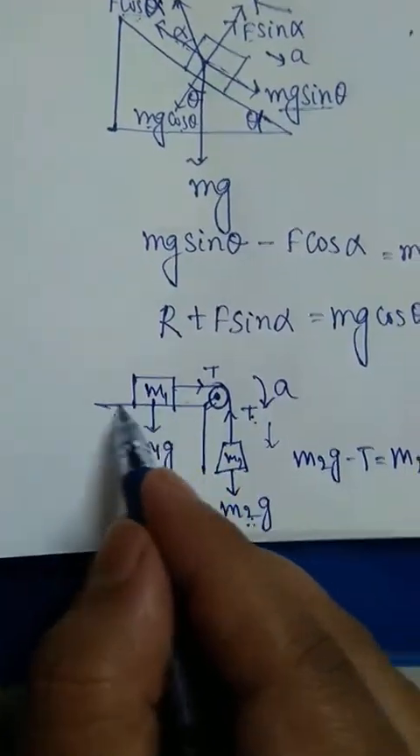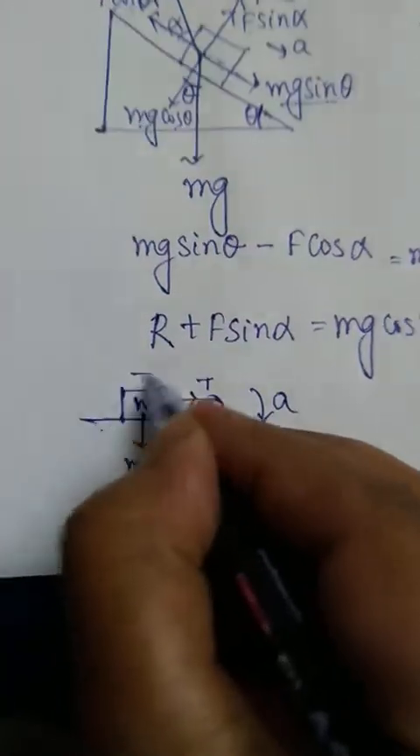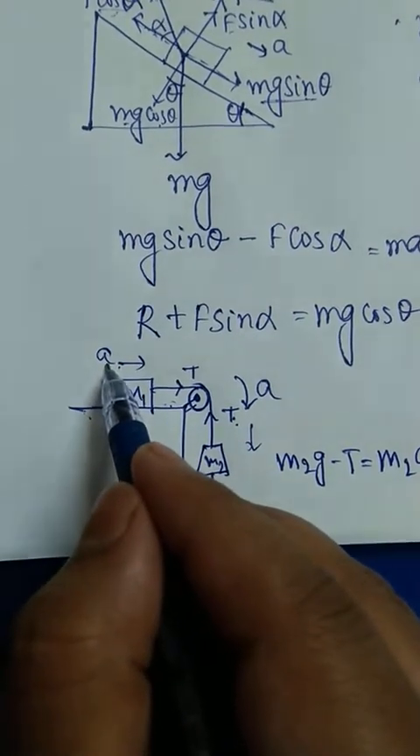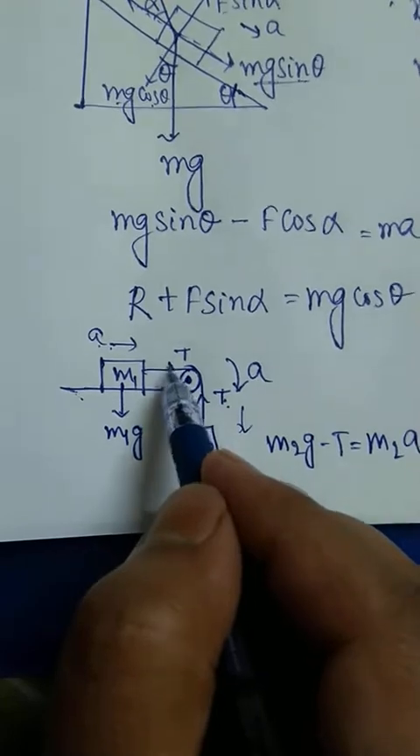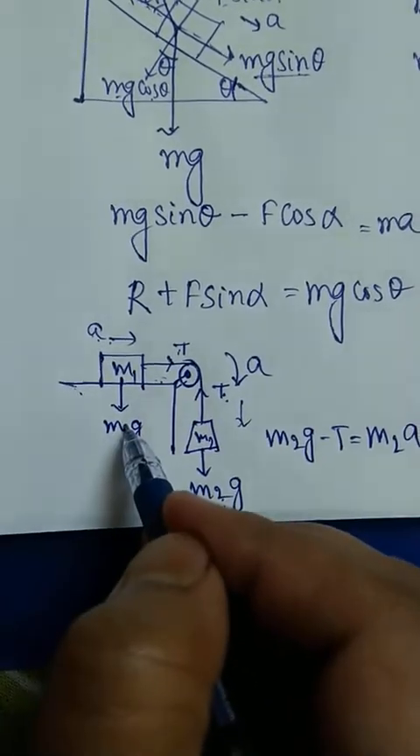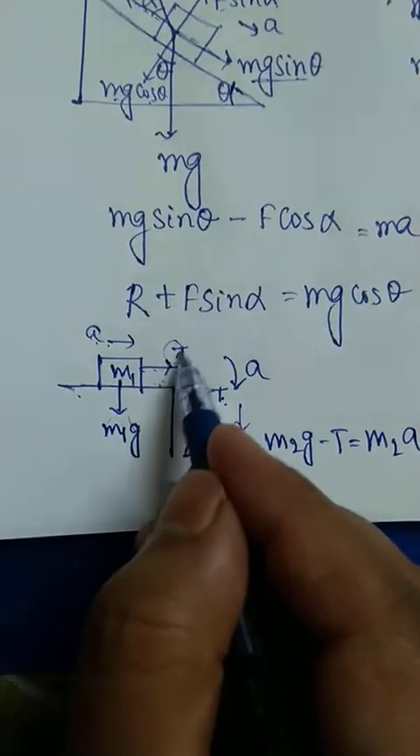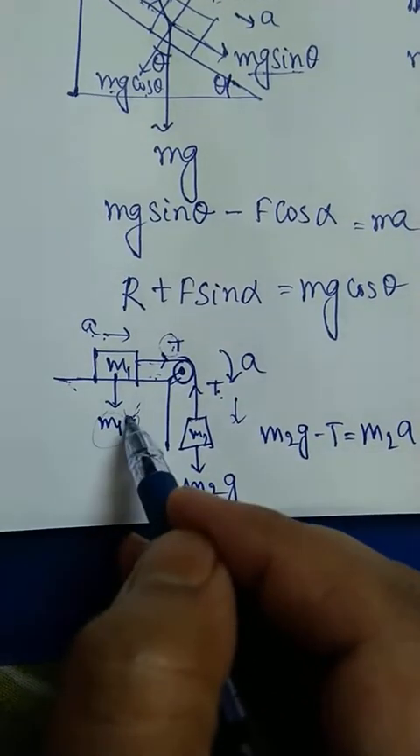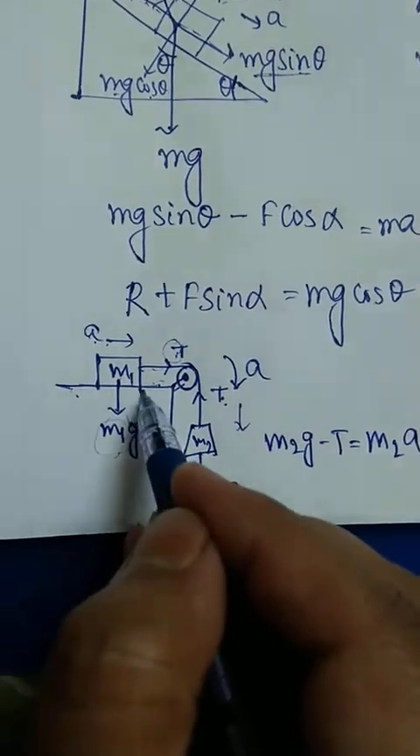If the floor is frictionless, then what can we write? It is going along this direction with acceleration a, and basically this T is giving the acceleration. So T equal to m1a. You may ask why it is not T minus m1g? Because T and m1g are perpendicular to each other. Two perpendicular forces don't have influence on each other, so m1g doesn't have influence on T and T doesn't have influence on m1g if the plane is frictionless.